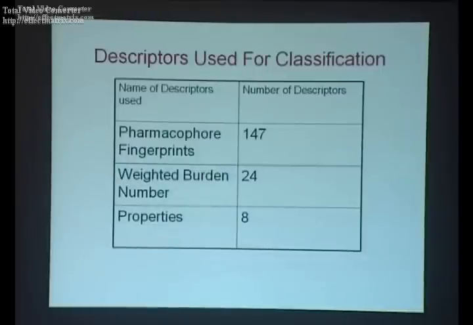For classification in the cheminformatics project, we used the pharmacophore fingerprints, weighted burden number, and the properties, with the help of a tool which will be given by Vinita. The pharmacophore fingerprint contains 147 descriptors, weighted burden number about 24 descriptors, and 8 properties such as XlogP, the log partition coefficient value, and molecular weight, almost 8 descriptors.